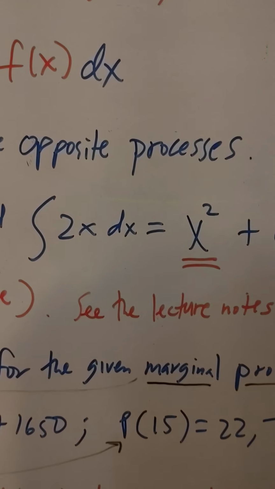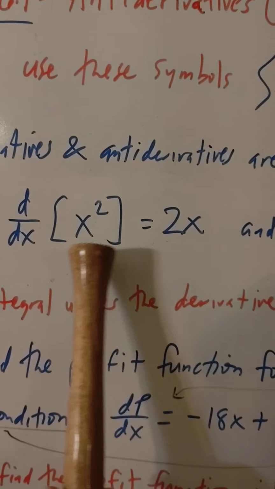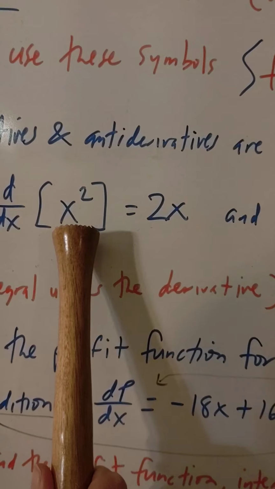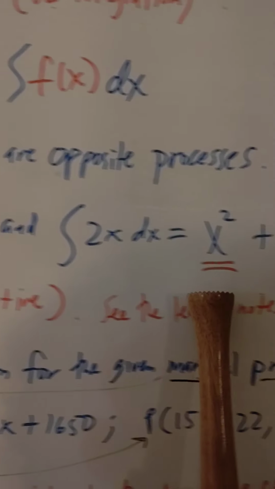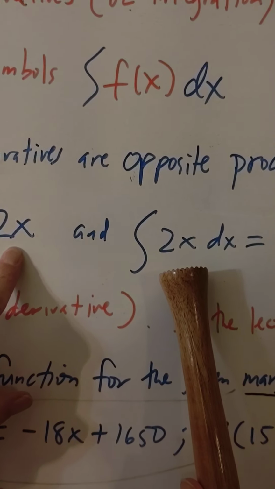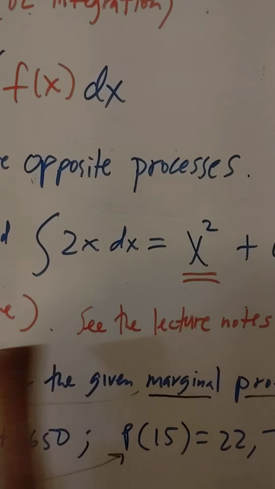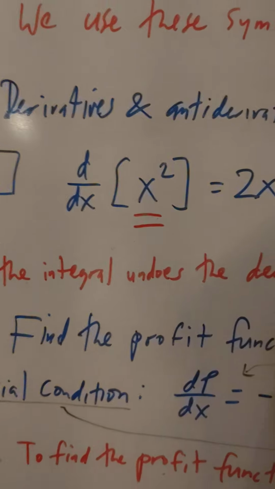Let me just say one more thing here. We started off with x squared. The derivative of x squared is 2x. So from this derivative, how do I get back to the x squared? Notice I double underline them. What you do is you take the antiderivative of your derivative, 2x, and then you get back to x squared plus c. So the integral undoes the derivative.